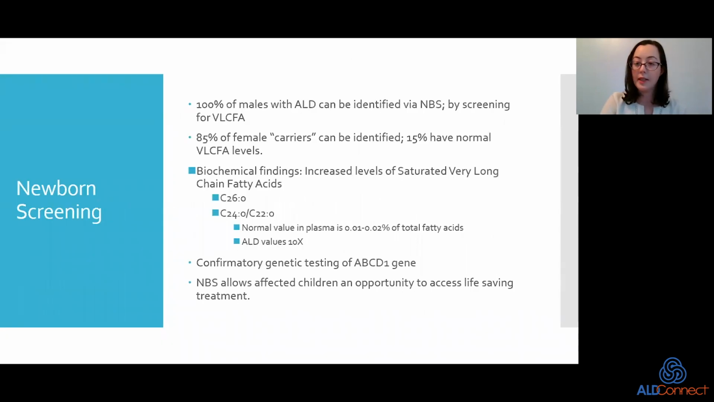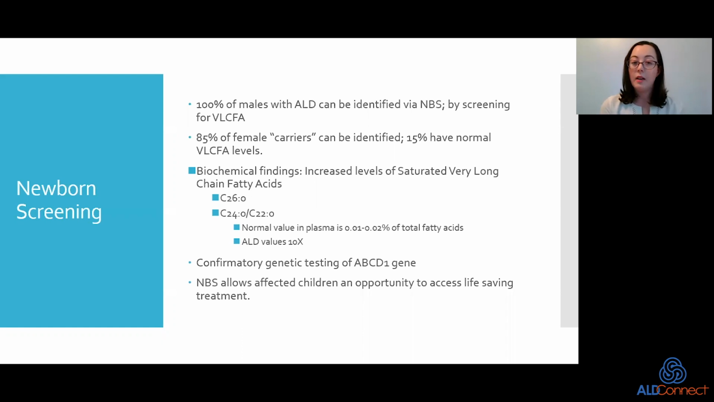So newborn screening is a very important tool in order to identify children with the ALD condition. Newborn screening has been around for a long time, but more recently it's been screening for ALD, which has been a huge step forward in terms of studying the disease, understanding it, and working on treatments.